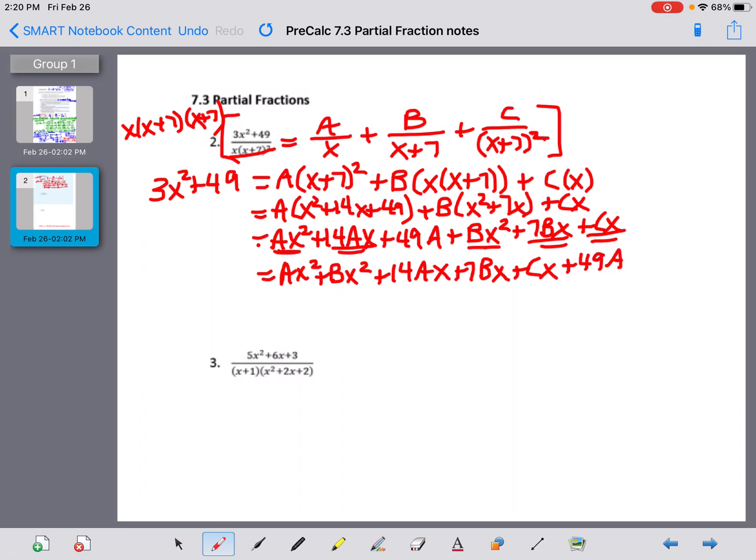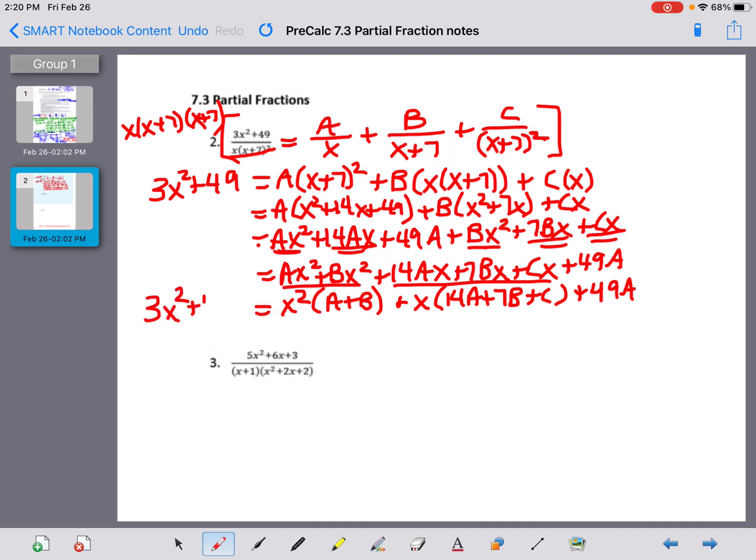All right, that means that x squared is factored out of a plus b. That means x is factored out of 14a plus 7b plus c, so out of those three, right? And then that leaves me 49a. All right, I'm going to take it back to 3x squared plus 49.